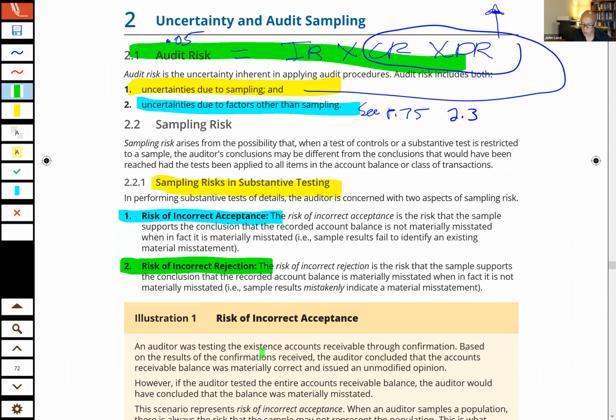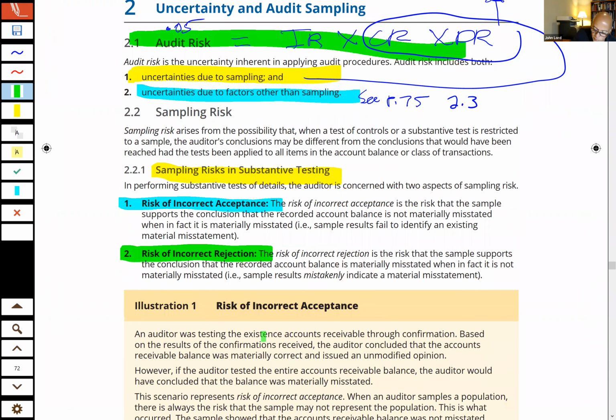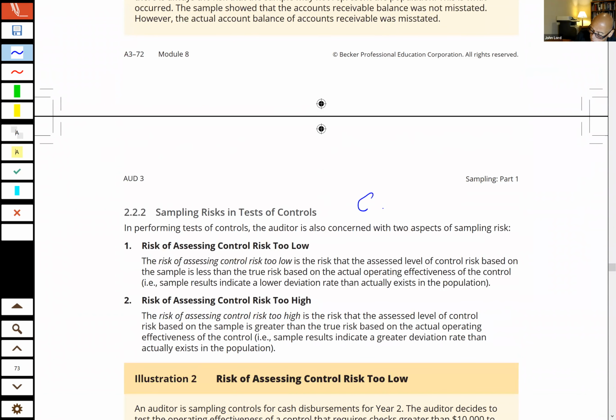Okay. Now remember, sampling risk is going to affect my detection risk. That's my substantive testing. It's also going to affect my control risk, because I will use sampling, assuming I'm doing a test of controls here. Of course, we're assuming that our risk of material misstatement was less than the maximum, and so we're testing the controls. Now we put sampling risk as it relates to tested controls in two categories: risk of assessing control risk too low, and risk of assessing control risk too high.